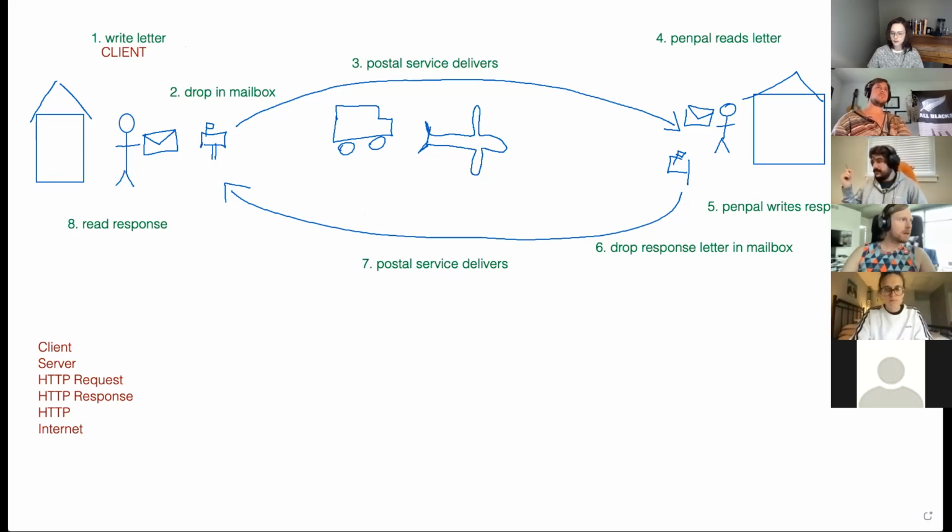So I'm going to, in one second, call on a couple of people just to share what you had labeled each of these steps with from our list of vocabulary. So let's hear from D. What is the server in this diagram in our pen pal analogy?